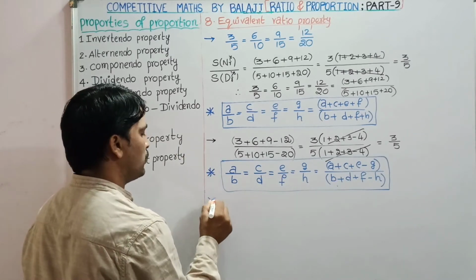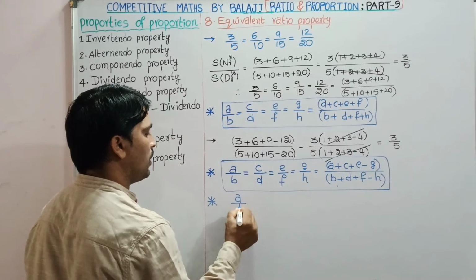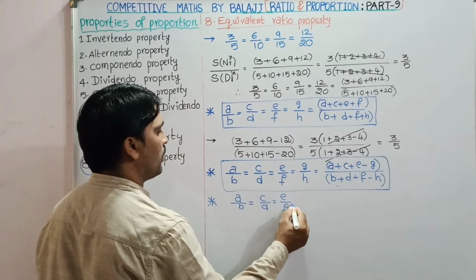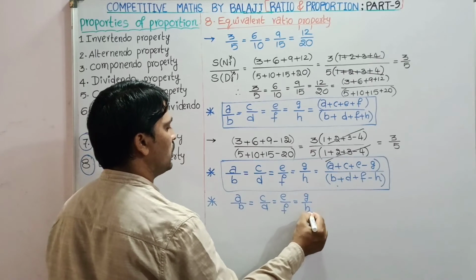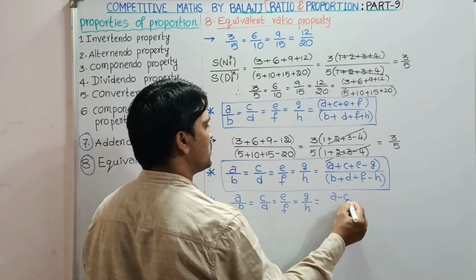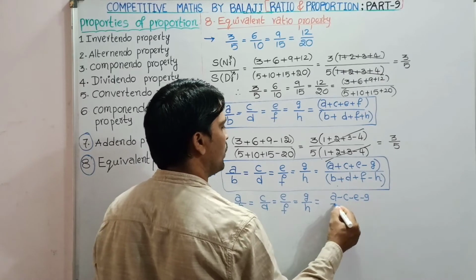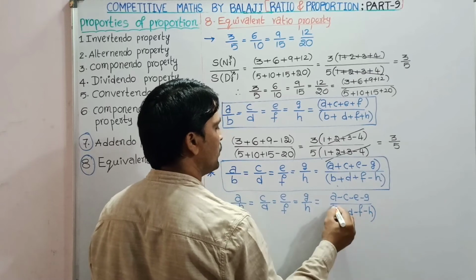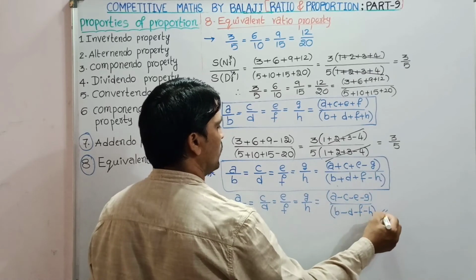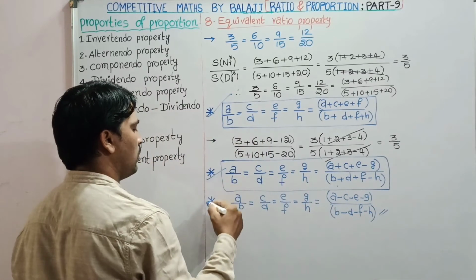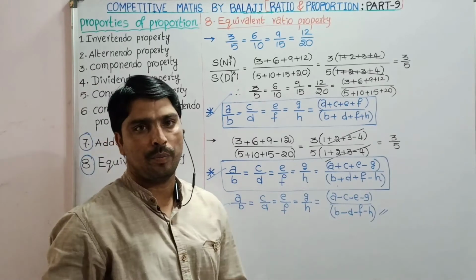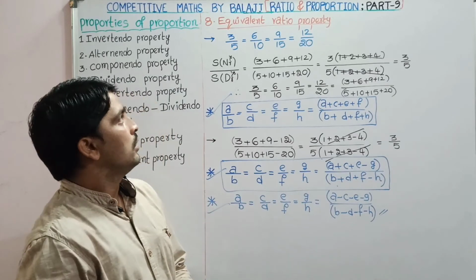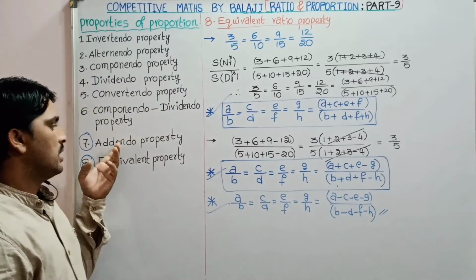Or in other words, we can consider if A by B equal C by D equal E by F equal G by H, then A minus C minus E minus G by B minus D minus F minus H is also equal. These all three properties are called equivalent ratio property. Let us see some examples depending on equivalent ratio property as well as addendo property.